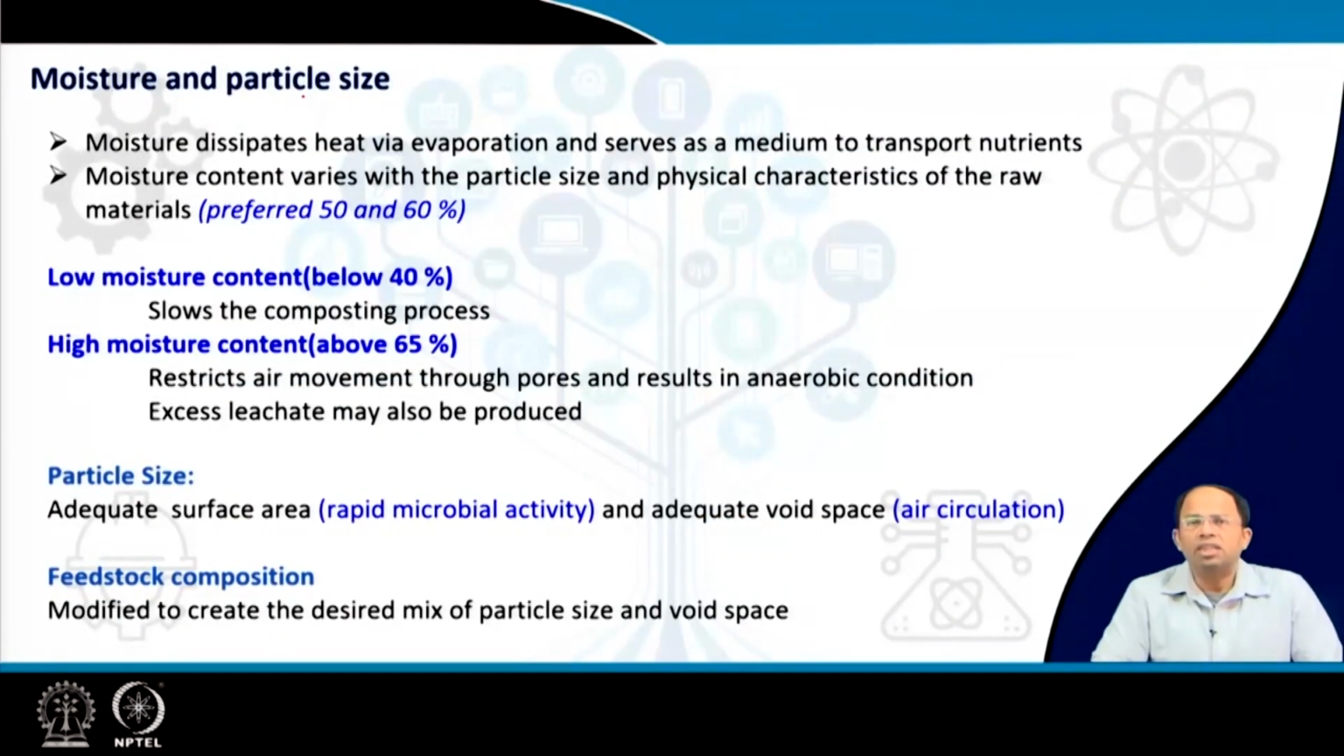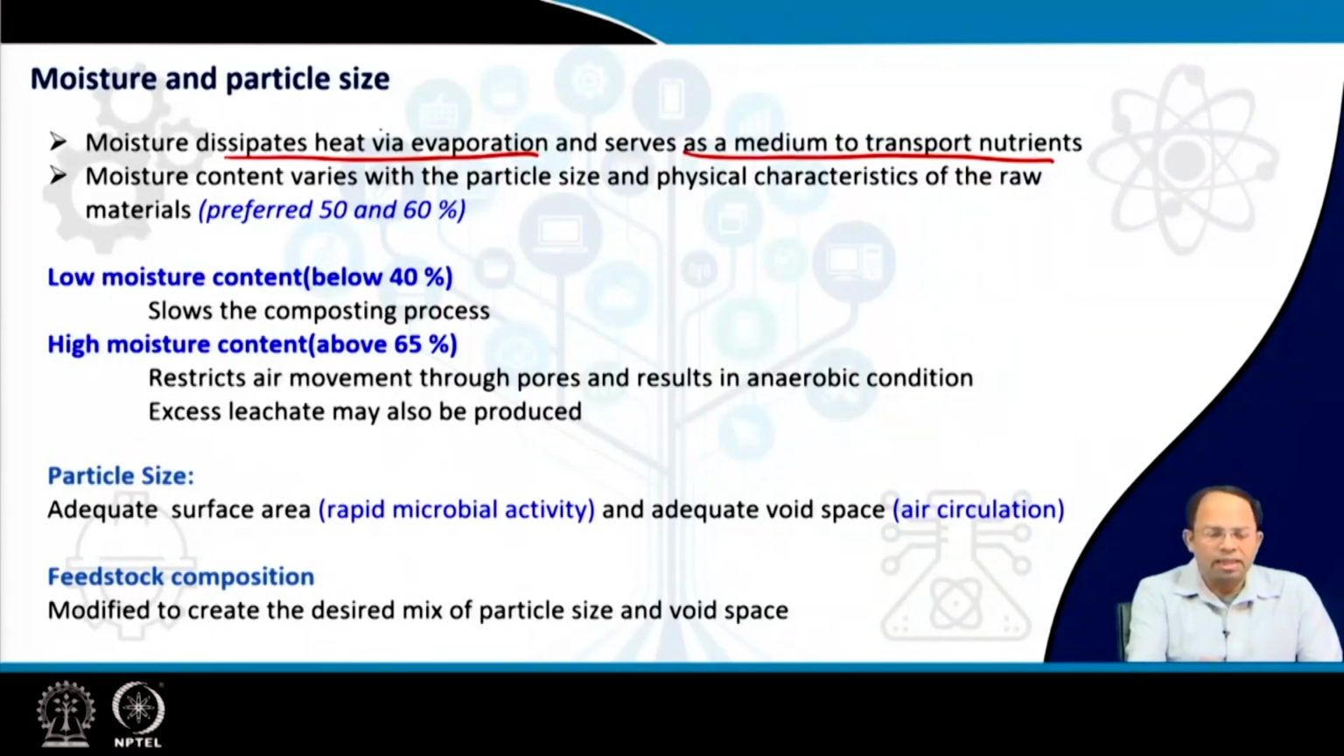Then coming to moisture and particle size, as you see, the composting process generates water or moisture. And there are two roles that moisture plays. One is that moisture dissipates heat by evaporation and serves as a medium to transport nutrients. That means it transports nutrients between the different parts of the compost. That actually helps the microorganisms to grow. At the same point of time, it uniformly spreads the heat all around. Otherwise, some zones will have very high heat, other zones will have lesser heat.